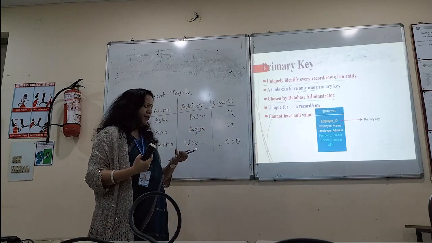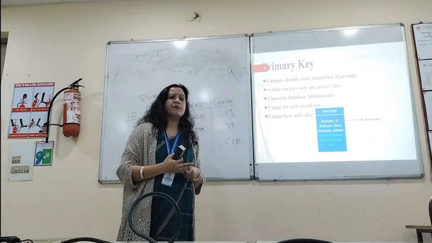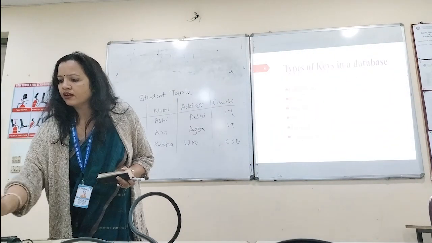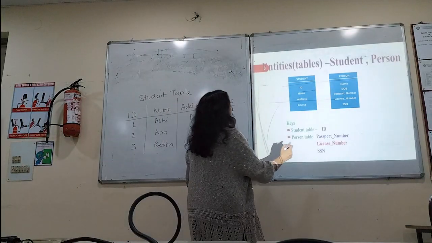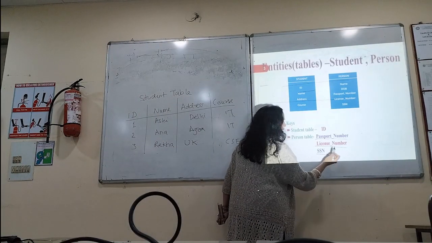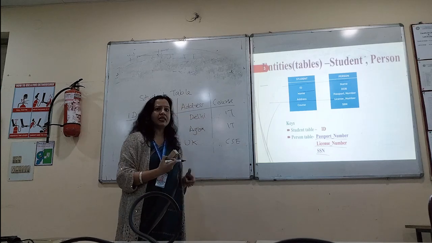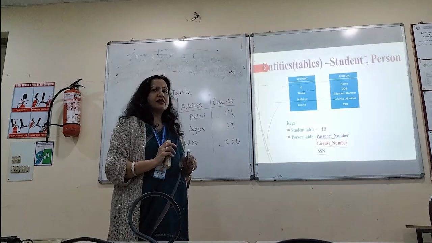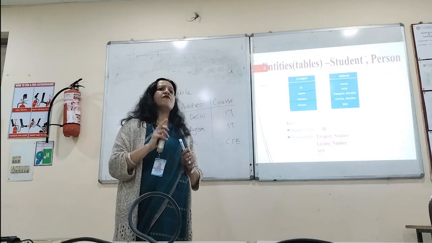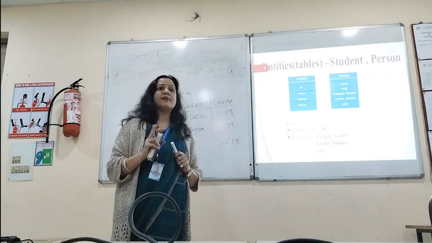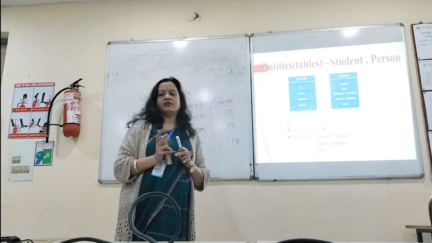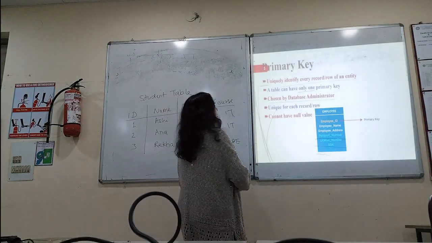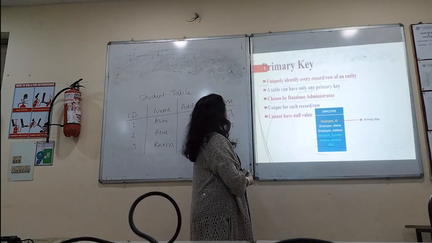As you know, there can be multiple keys that can be made as primary key, like in person we saw. I will show you again. In this person, we can have passport number, license number, SSN number. All these can be considered as a primary key, but the database administrator has chosen passport number, suppose, as the primary key. We can choose only one key as a primary key. We cannot have multiple primary keys in a single table.